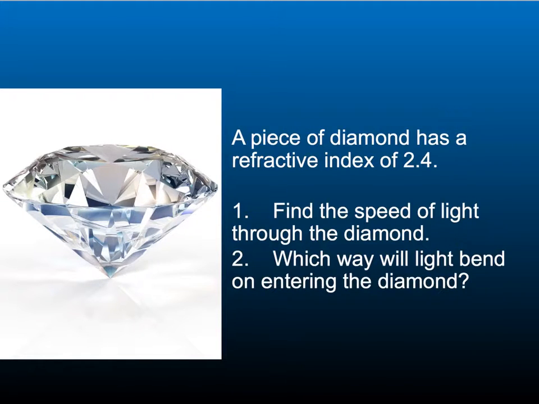What I'd like to do is stop the video and use that equation we saw in the last bit to find the speed of light through the diamond, and then I want you to think about which way the light will bend on entering the diamond. Will it go towards or away from the normal line? If you stop the video now, you can have a go at this calculation.